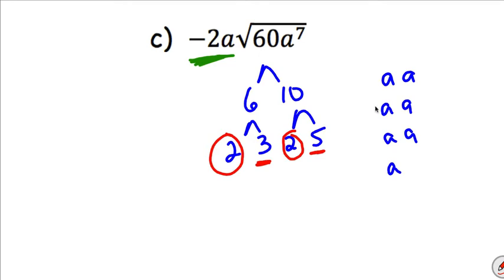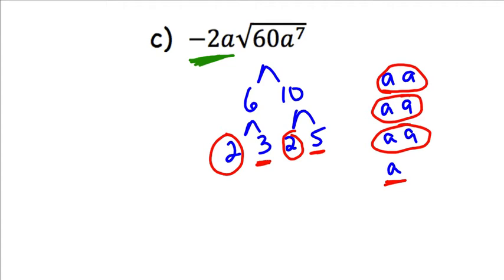A to the 7th, I mean I had 7 A's, so 1, 2, 3, 4, 5, 6, 7 A's. So I have 1 pair, 2 pairs, 3 pairs, and then 1 A left underneath. So everything circled comes out as 1, and everything underlined will stay underneath, except for this that I have underlined right here. Let's get rid of that.